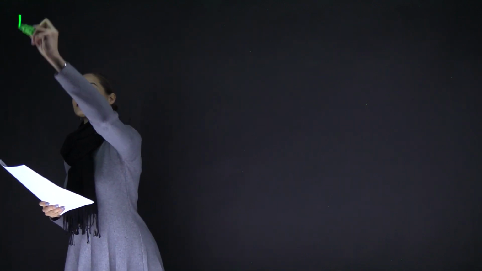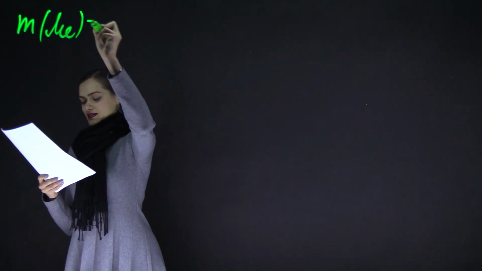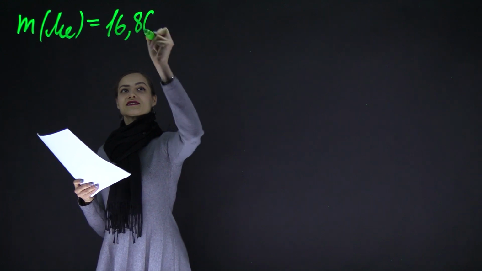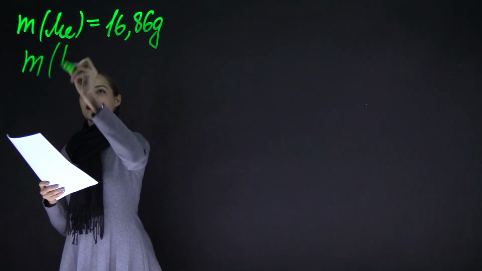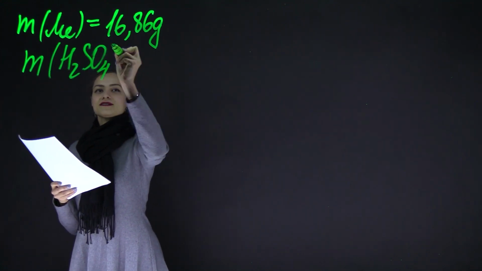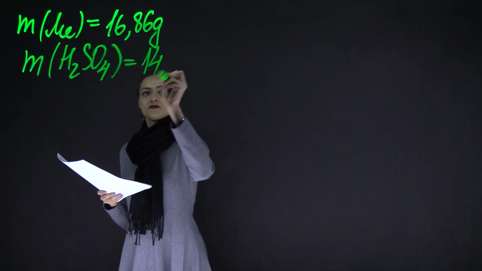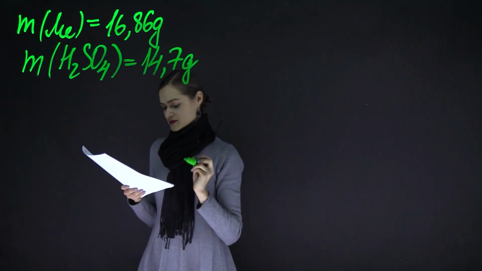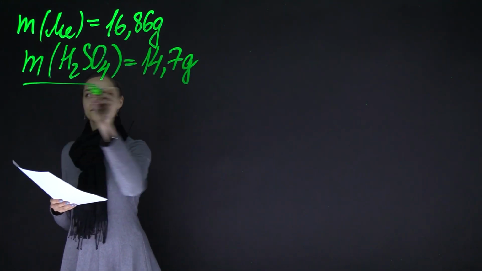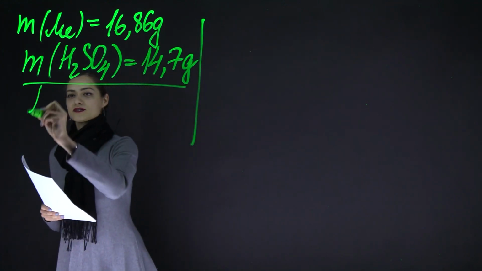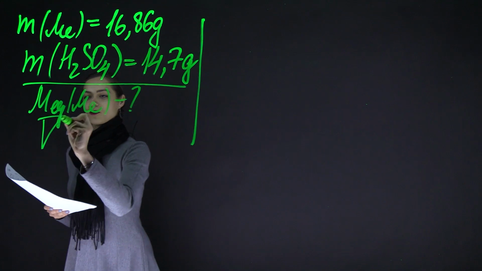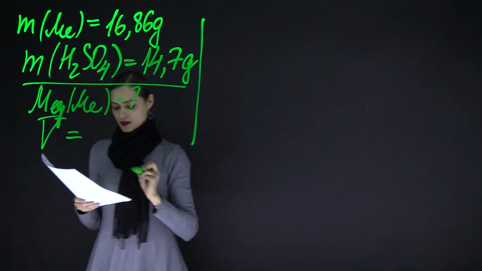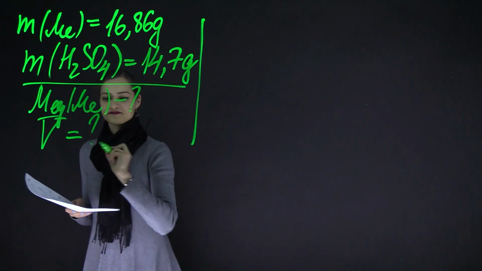Next task. To dissolve 16.86 grams of metal, it requires a mass of sulfuric acid equal to 14.7 grams. We need to calculate the equivalent mass for the metal and the volume of gas which is released in this reaction.